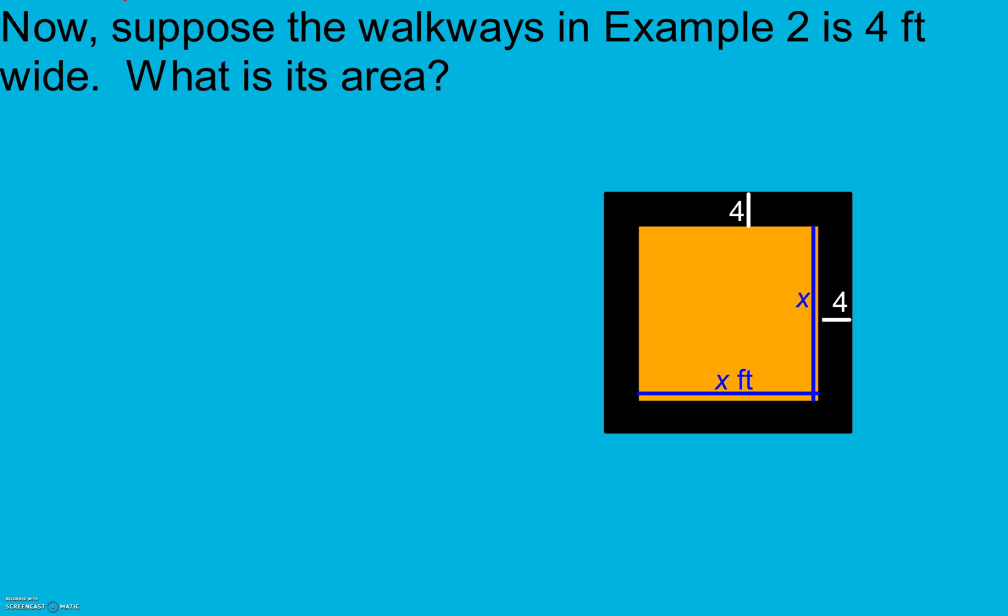Now, suppose the walkway in example 2 is 4 feet wide. What is its area? So, same idea here. We need the entire area, so the area of the big square, and we're going to subtract out the area of the actual patio, so the area of our little square.